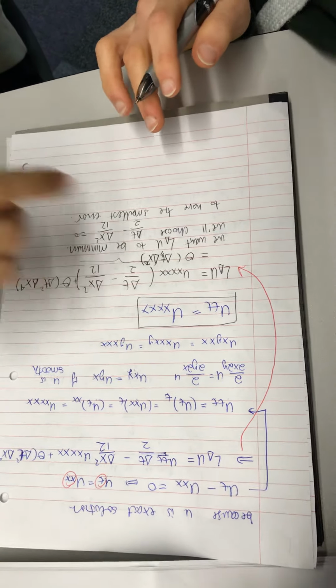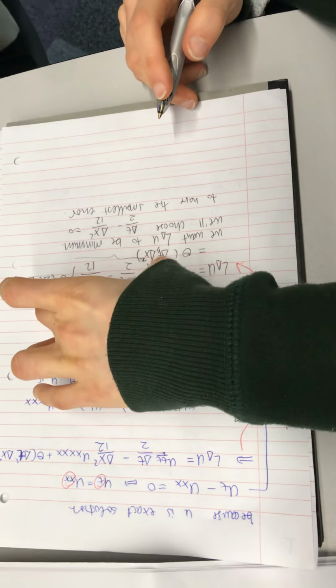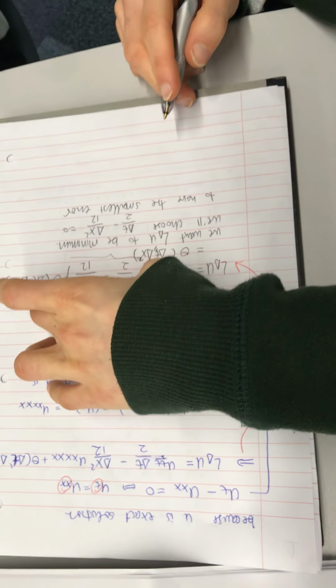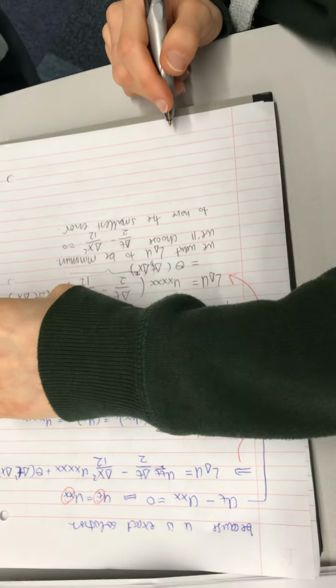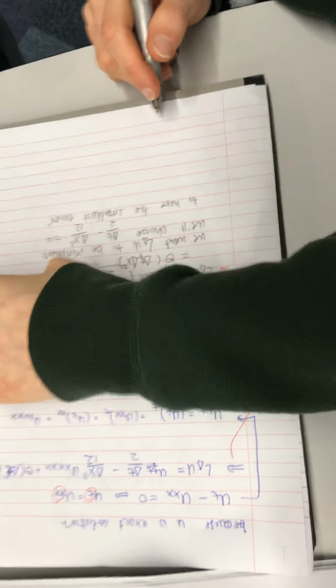You have either this error or this error, and this one is smaller. If this is 0, you only have this error.